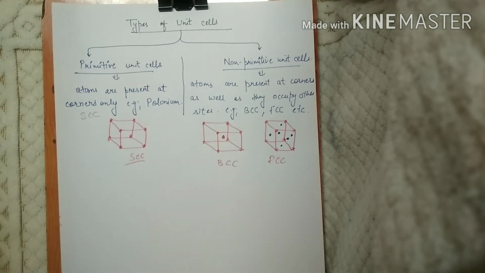So that's it for this video. In the next video we'll be covering the topics like the number of atoms present in each type of unit cells, that is the primitive and non-primitive unit cells, and the voids like the tetrahedral and octahedral voids which are present in the FCC structure, and we'll also discuss the relation between the radius and the edge lengths in SCC, FCC, BCC, etc.